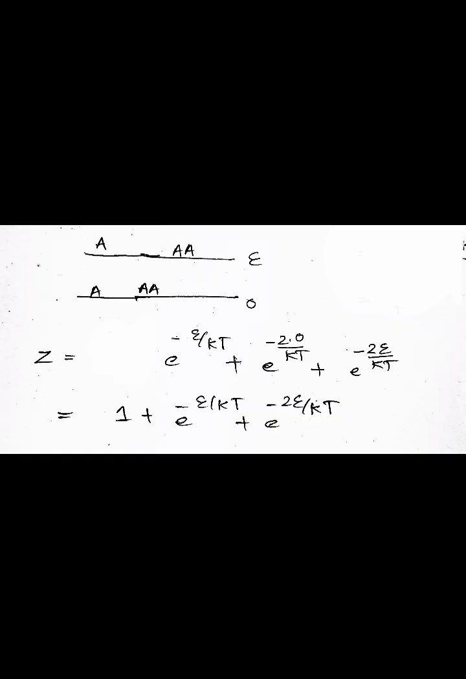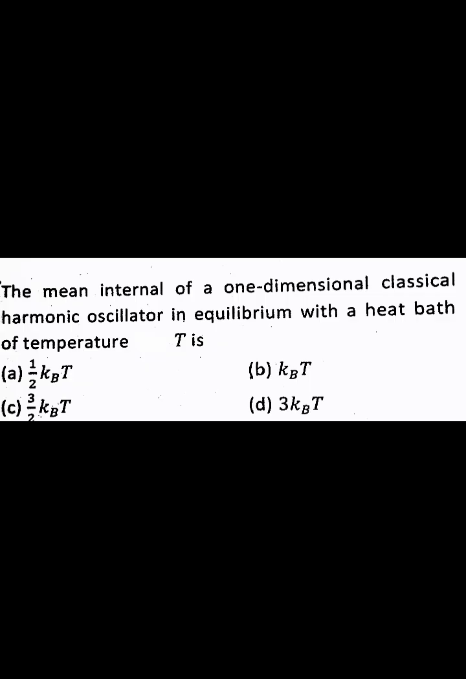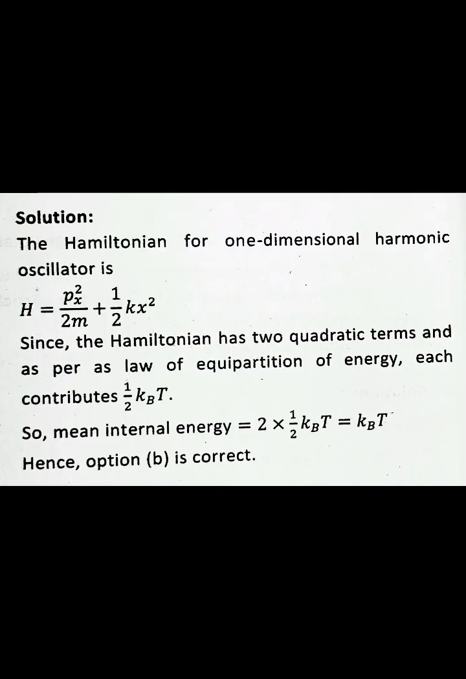The next question is, the mean internal energy of a one-dimensional classical harmonic oscillator in equilibrium with a heat bath of temperature T is dash. So for a one-dimensional harmonic oscillator, the Hamiltonian H is equal to px² by 2m plus half kx². So here we know that we have two quadratic terms. Then by the equipartition theorem, each quadratic term contributes half kBT. So here the mean internal energy is equal to 2 into half kBT. So this is equal to kBT.